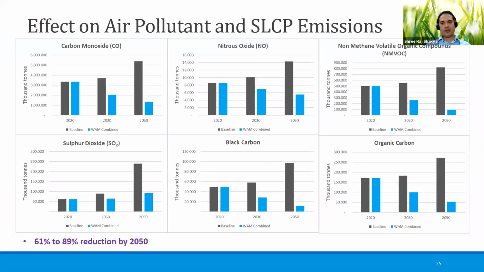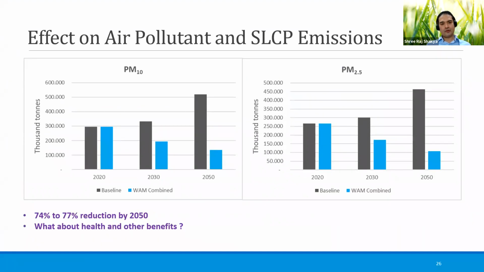In terms of air pollutant and short-lived climate pollutant emissions, it has very positive results. It shows that as much as 89% of these air pollutants and short-lived climate pollutants can be reduced under these GHG mitigation scenarios. For air pollutants like PM10 and PM2.5, it shows a significant decrease. I would especially like to focus on PM2.5 because that's one of the major causes of death in the world and in a country like Nepal.